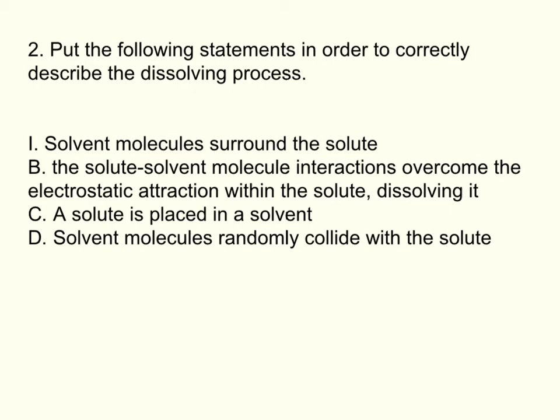So number 2 says, put the following statements in order to correctly describe the dissolving process. So the first thing we know that happens, okay, is that you have to mix two things together. So first thing that happens is a solute is placed in a solvent, number C. Once the solute is placed into the solvent, what is going to happen? Well, the solute doesn't move, just the solvent moves. So D, the solvent molecules randomly collide with the solute, is going to happen next.